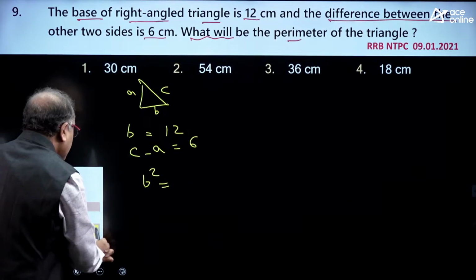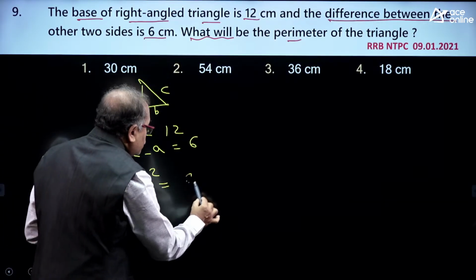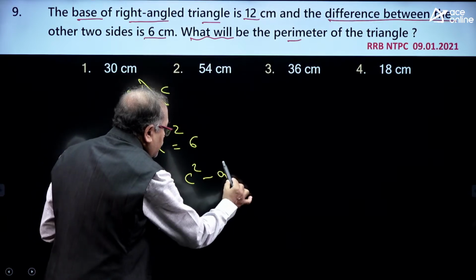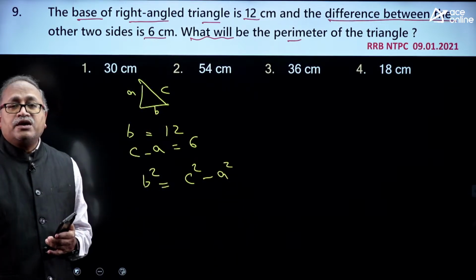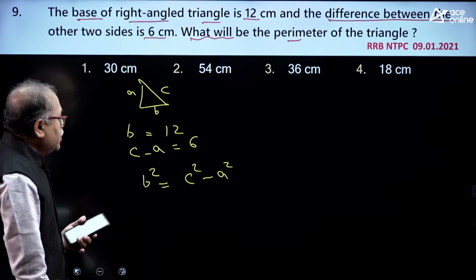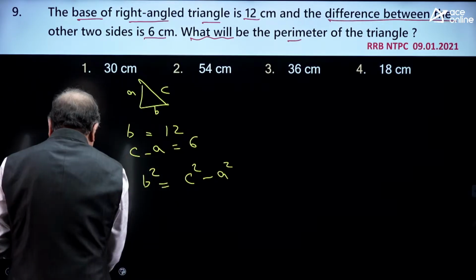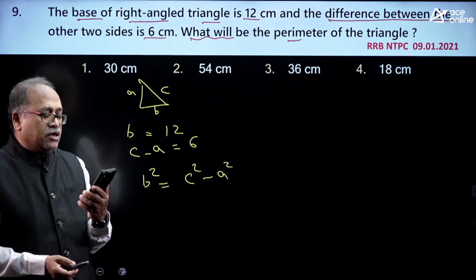So I am just giving the hints to you. That is, B square is equal to C square minus A square. Am I right, in a right angle triangle? Okay, right, my dear friends. So can I break this number? You answered it, 36.